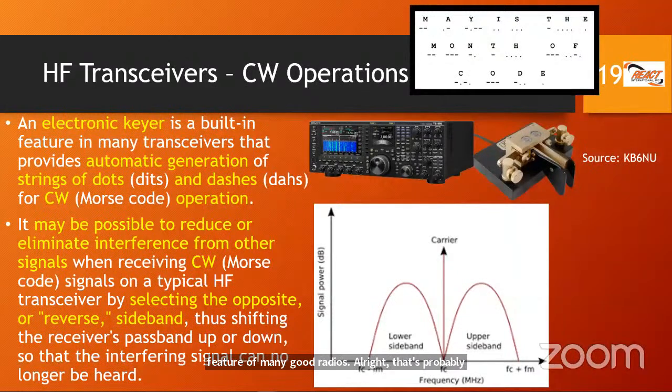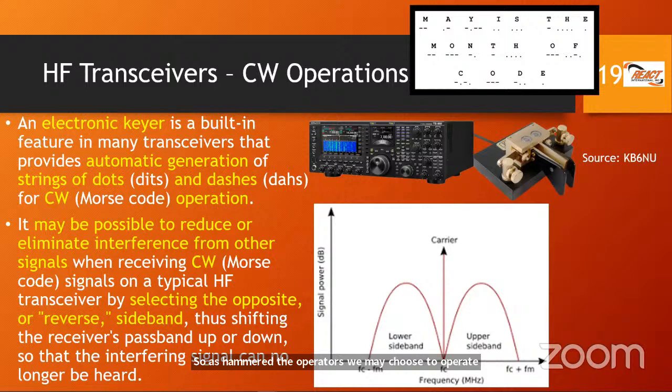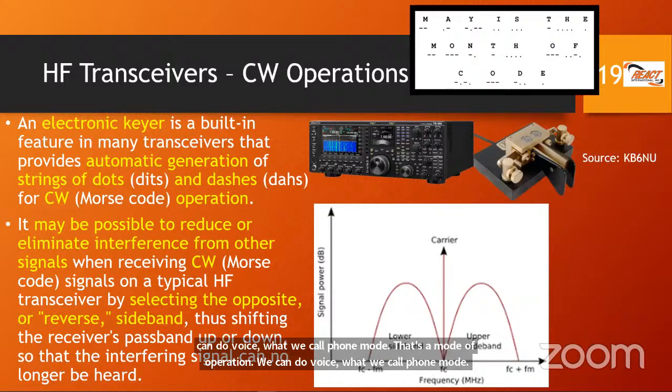All right, so as ham radio operators, we may choose to operate Morse code. That's a mode of operation. We can do voice, what we call phone mode. We can do digital modes, as we talked about, like FT8 and RTTY and JT65, digital modes on HF. But we can also do CW or Morse code.